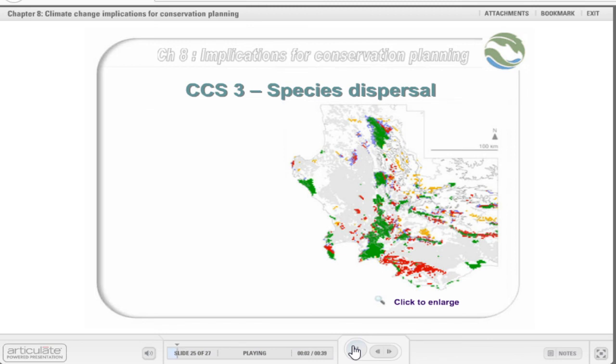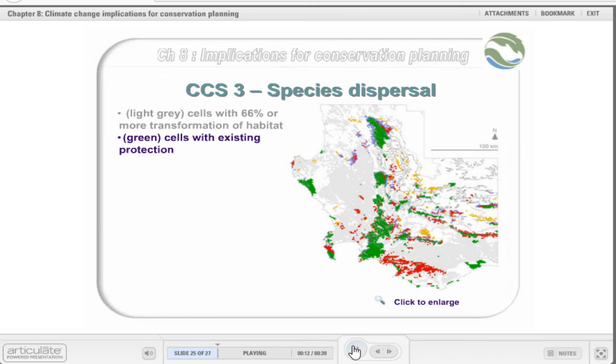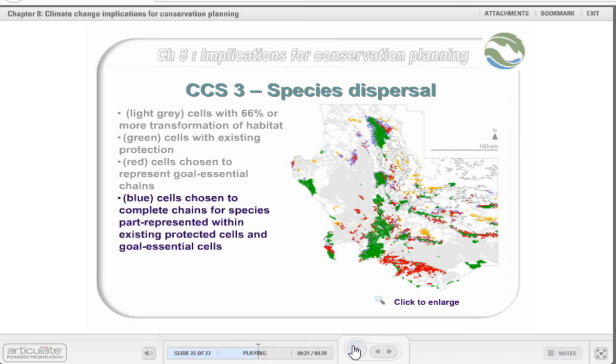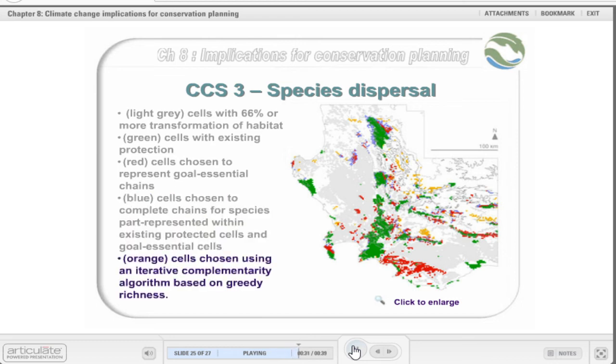This is the output of one of these assessments for the Proteaceae. The light grey cells are those cells with 66% or more transformation of habitat. The green cells are cells that are already existing protection. And the red cells are those chosen to represent goal essential chains, that is, transition areas from current to future distributions. The blue cells chosen represent complete chains for species partly represented within existing protected cells, or other goal essential cells. And the orange cells are chosen using an iterative complementarity algorithm based on greedy richness.